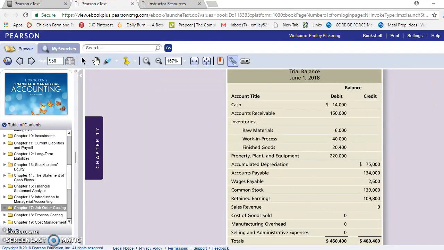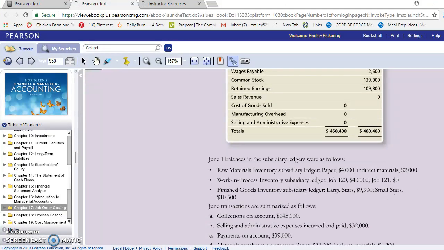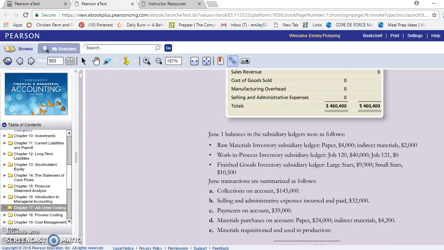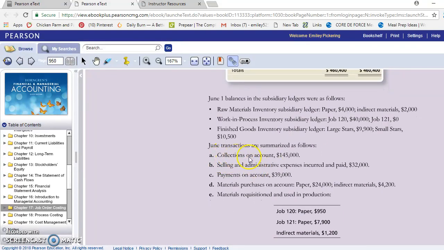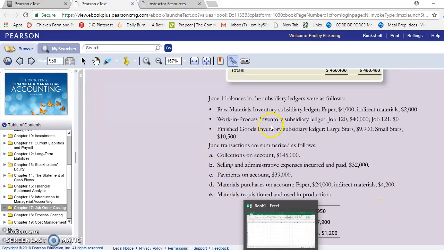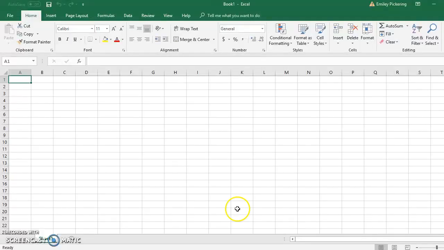So they give you a trial balance, and then they give you some various other subsidiary ledgers, and then finally kind of what happened. So let's go ahead and do the journal entries for these items, and then we'll talk about what else we need to do. So the first one is collected $145,000 that was on account.